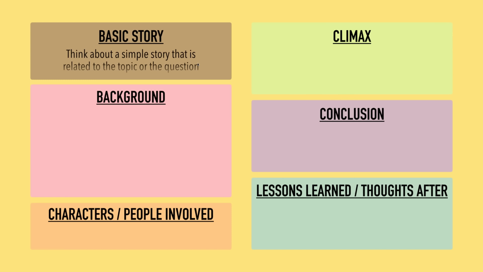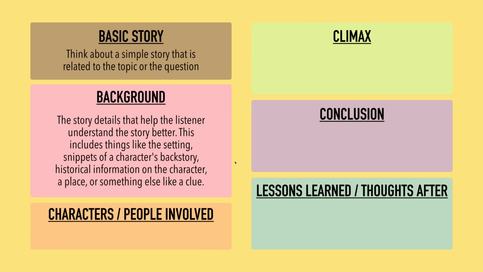So first, the basic story. Think about a simple story that is related to the topic or the question. Then the background. The story details that help the listener understand the story better. This includes things like the setting, snippets of a character's backstory, historical information on the character, a place, or something else like a clue.